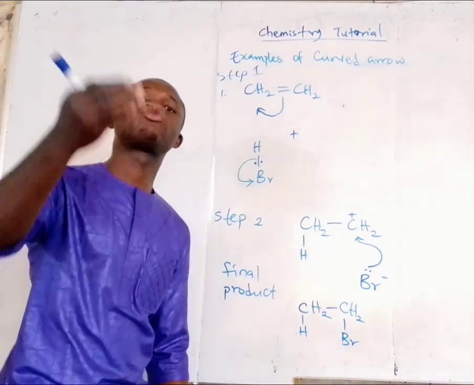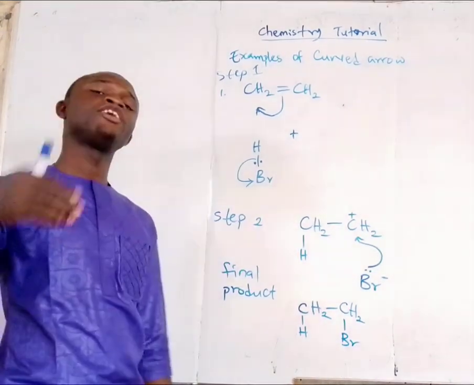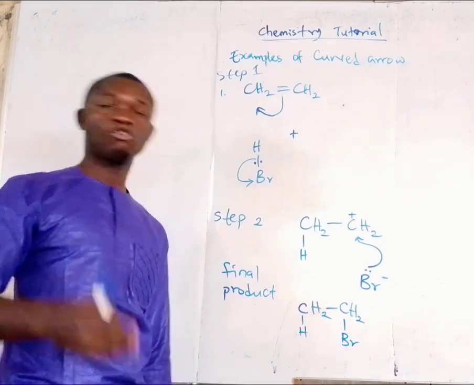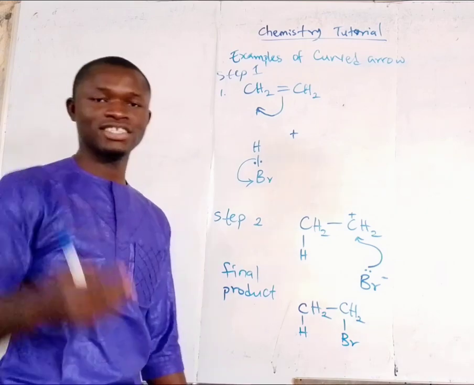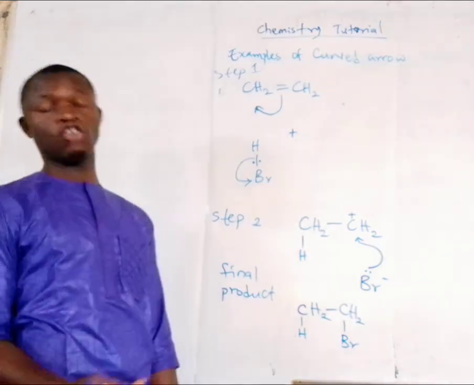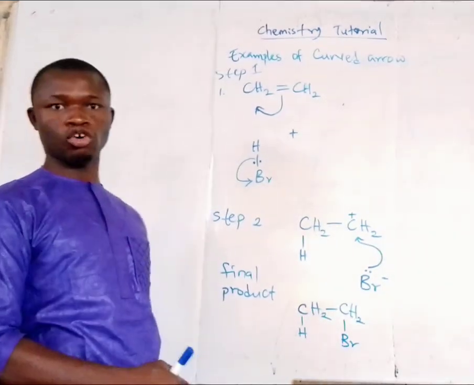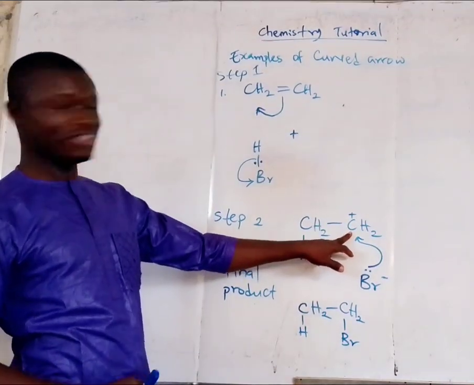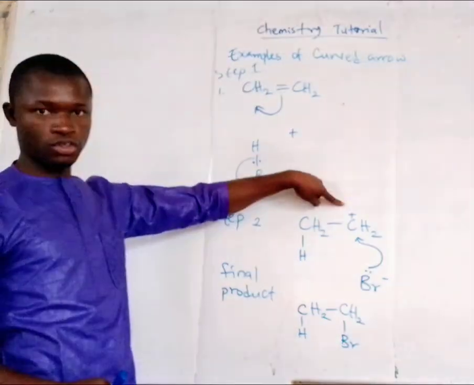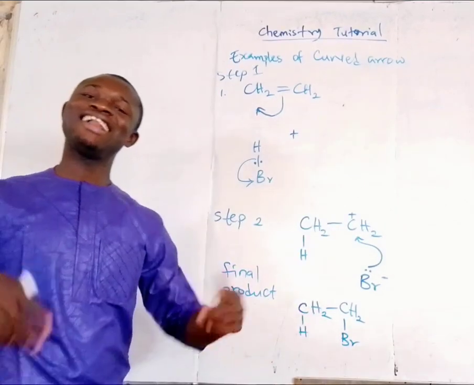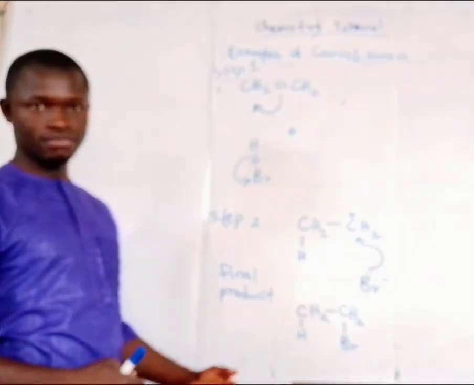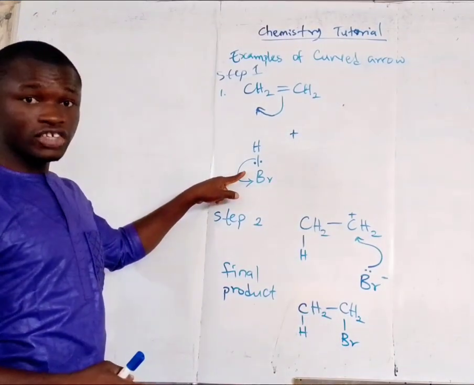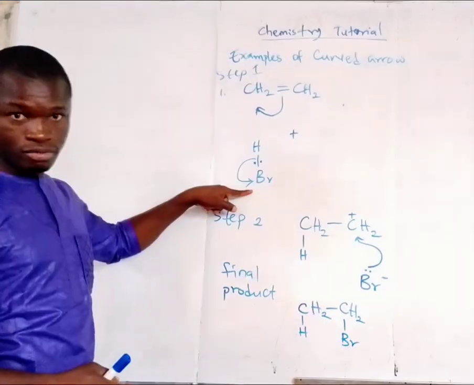Imagine you have 200 naira and you're hungry and you go shopping. You can't meet another person and give them the 200, because now you no longer have money. So what does this mean? This carbon that you see carrying plus means it has no electron. It is looking for electron. This is called an electrophile.